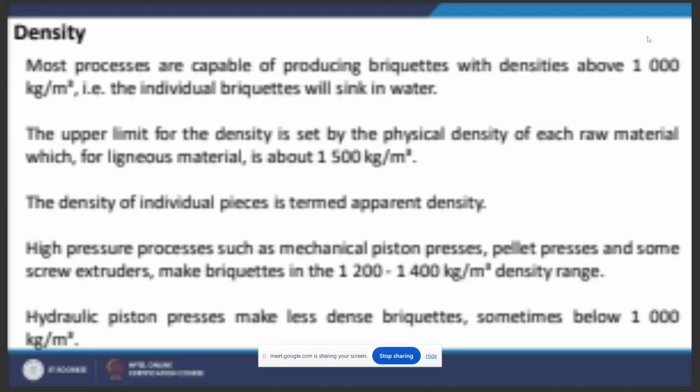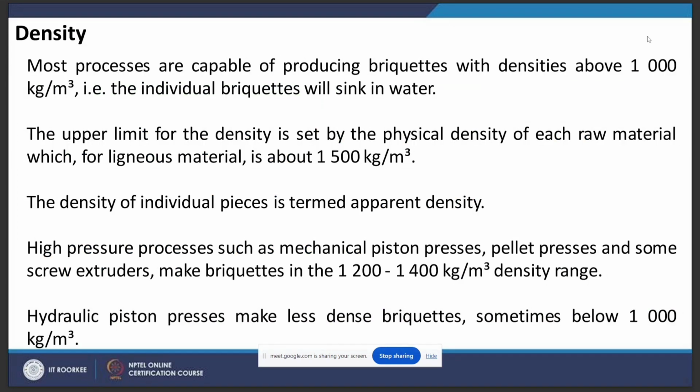First we will see the handling characteristics. First is the density. The upper limit for density is set at about 1500 kilograms per meter cube, and generally in high pressure processes the briquettes are made in the range of 1200 to 1400 kilograms per meter cube.